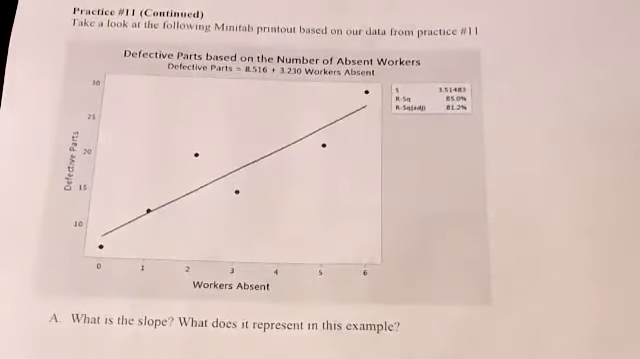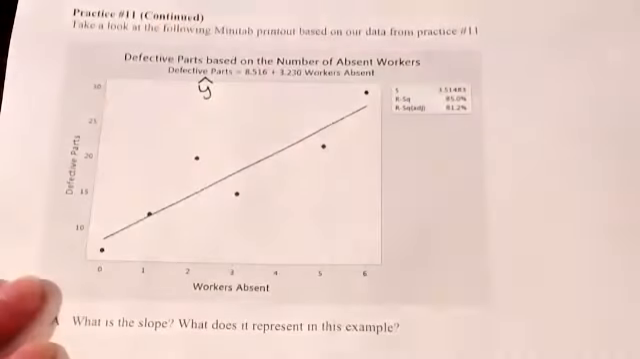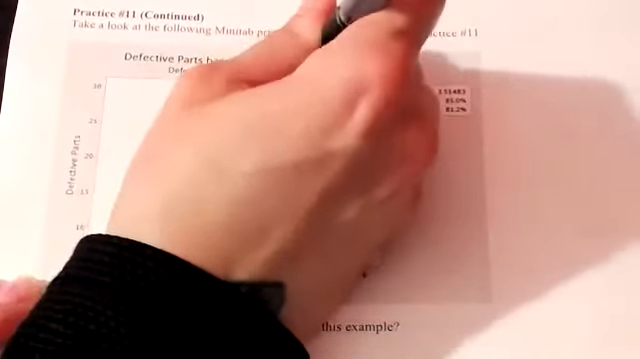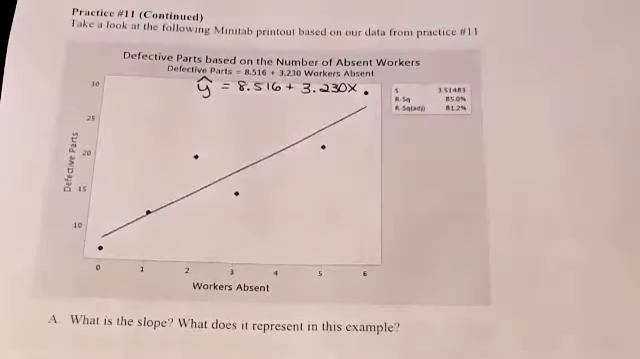So to be very clear, this equation here is the same as y hat, right? Your predicted number of defective parts is equal to 8.516 plus 3.230x. That's the formula. Which means one of the success strategies that I tell students all the time is you need to write out what your X and your Y variables actually represent.